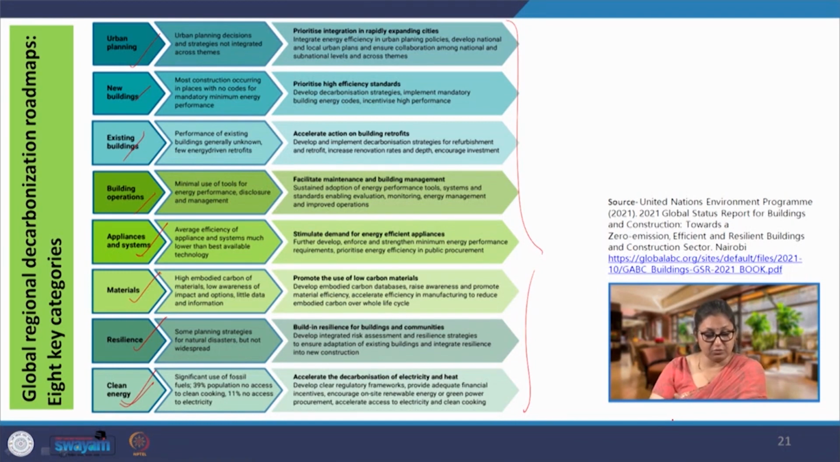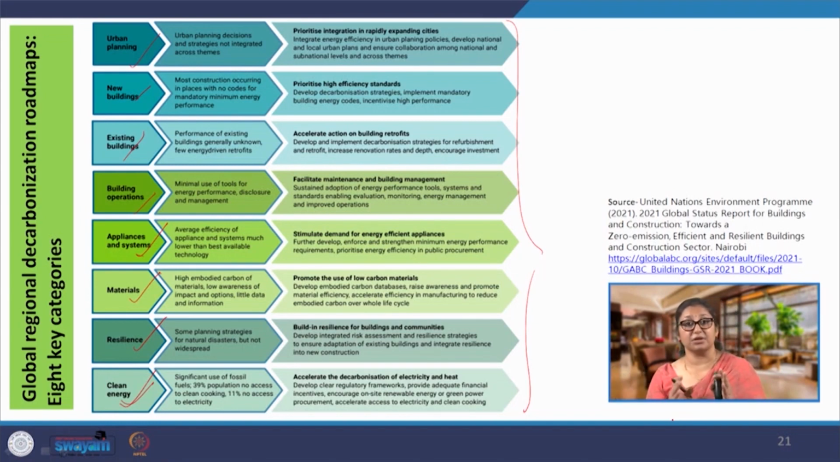So, we have to encourage the use of energy efficient appliances that are going to be used in buildings, and also create a market and policy mechanism to promote and support them. Use of low carbon materials, building in resilience for buildings and communities, and acceleration of decarbonization of electricity and heat. This is how we should be able to reach net zero emission in the building and construction industry.